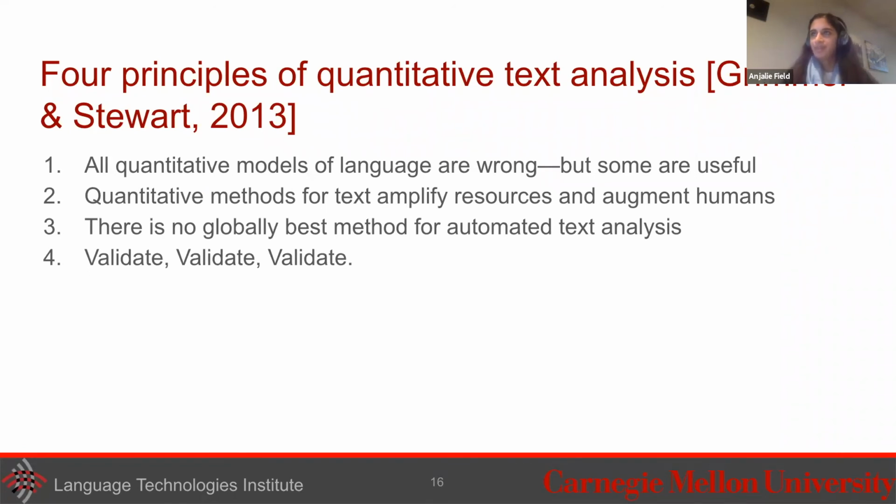A second is that quantitative methods for text amplify resources and augment humans. This is the idea that if you're looking at more socially oriented work, you're probably never going to have a fully automated method. It's always going to be more about augmenting more manual analysis. And that's something we saw in the earlier project as well, of starting with hand analyses and then doing some automation. Third, there's no globally best method for automated text analysis. And fourth, it's important to validate models to make sure they actually work before you use them for analysis.